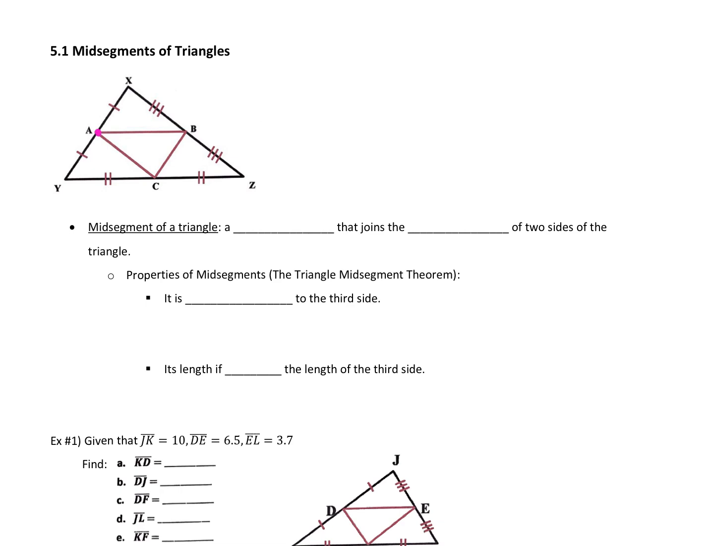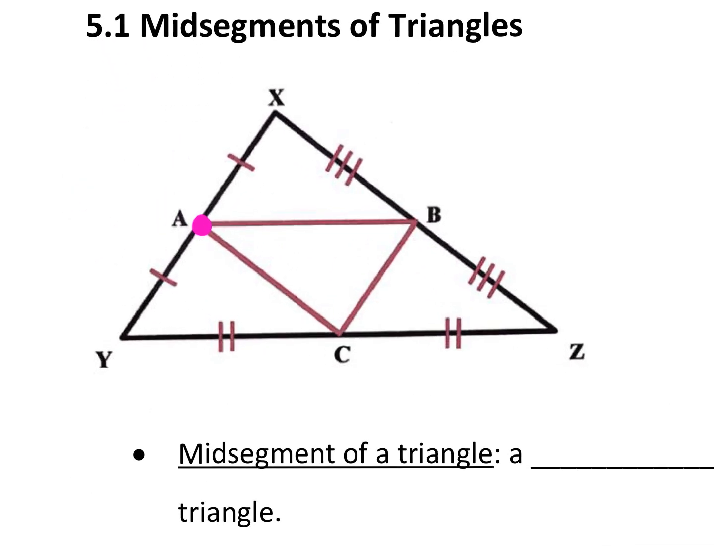If I find a midpoint, right? If we're looking at this triangle and I find a midpoint, meaning those are congruent, and then I find a midpoint over here, meaning these are congruent, the mid-segment is the segment that joins those midpoints. So this AB is a mid-segment of this triangle, okay? How many mid-segments in a triangle? 4. There's 3. 1, 2, 3, okay?